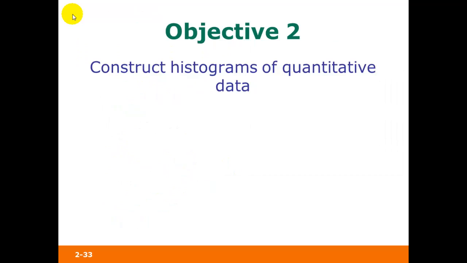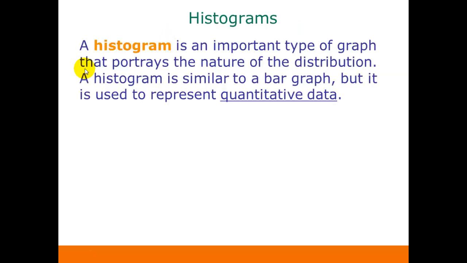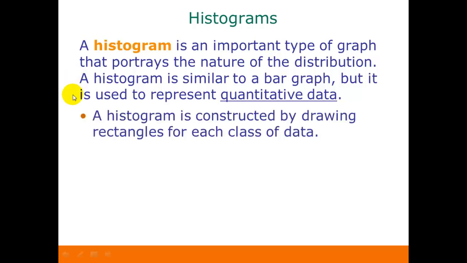Objective number 2 is to construct histograms of quantitative data. And a histogram is an important type of graph that portrays the nature of the distribution. A histogram is similar to a bar graph, only it's used to represent quantitative data instead of qualitative data. It's going to look a lot like a bar graph though.